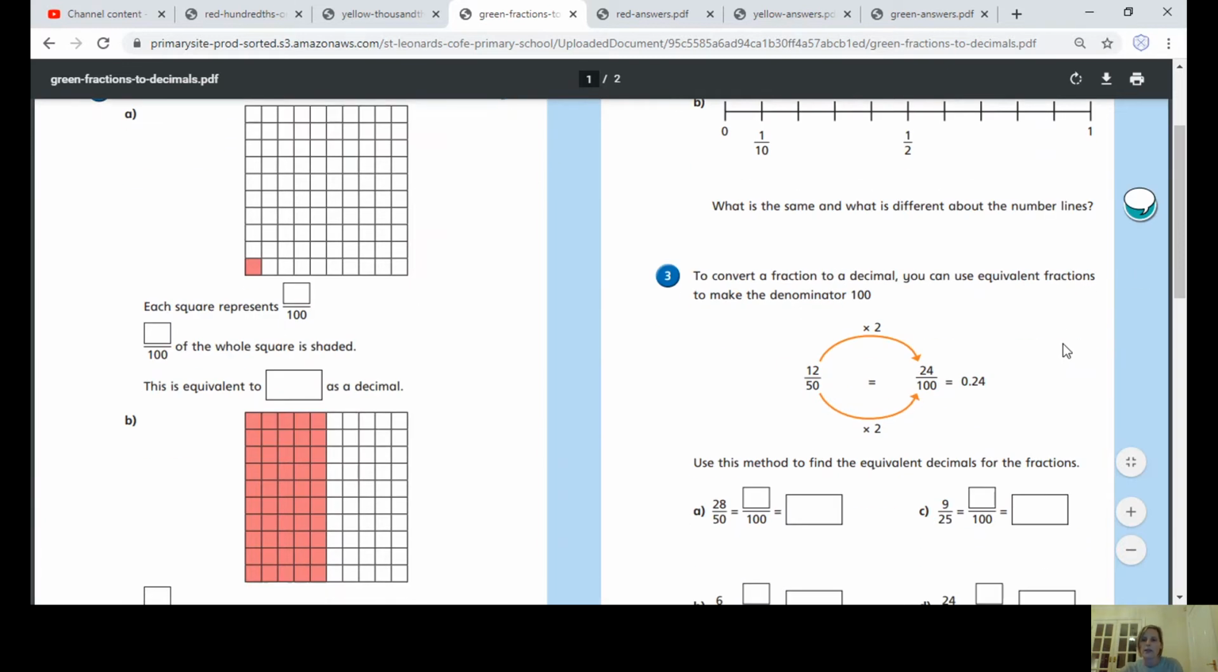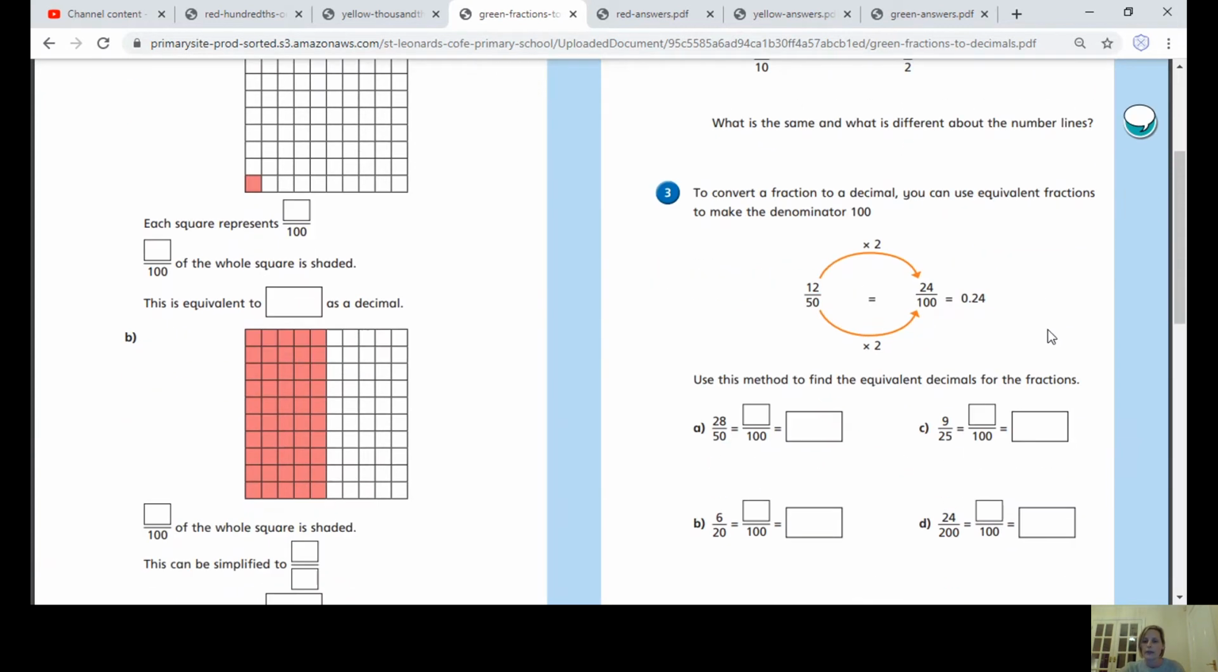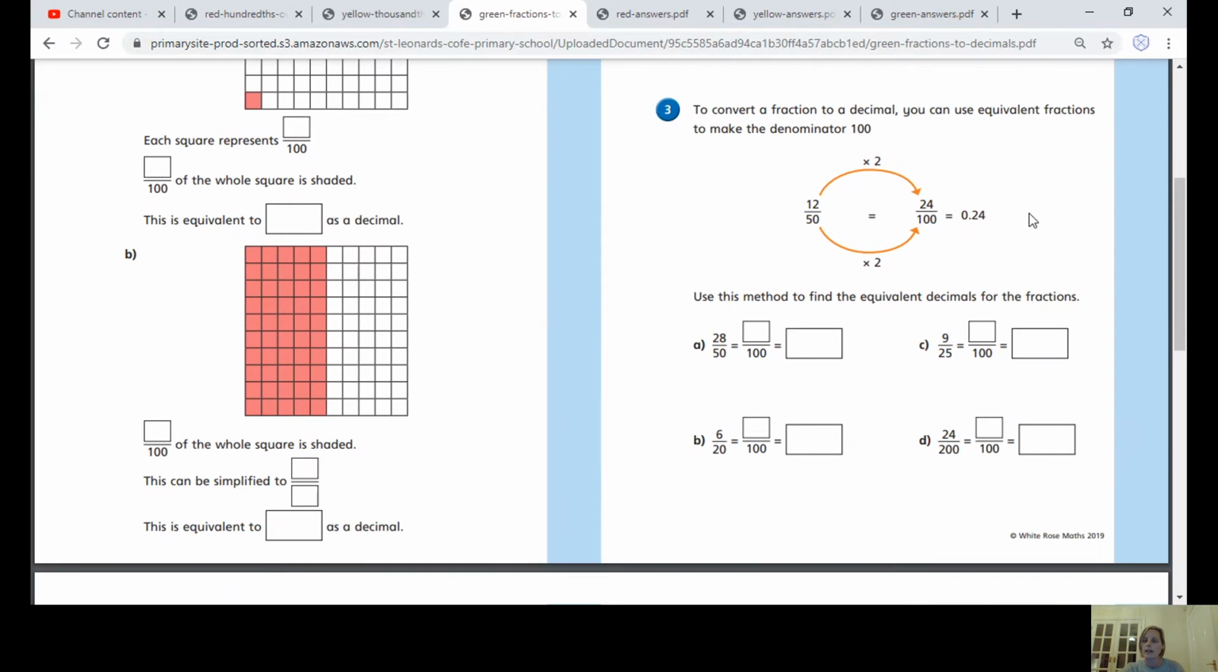Number 3, to convert a fraction to a decimal, you can use equivalent fractions to make the denominator 100. Now, when we're thinking about decimals, you need to make sure that you convert your fraction so that your denominator is either a tenth, 100th, a thousandth, and so on. So if you've been given the fraction 12/50ths, you need to convert your denominator first. Now, obviously, you can divide or multiply, but if you divide 50 by 5 to get 10, so that you're working in tenths, you've got to be able to do the same with your 12.